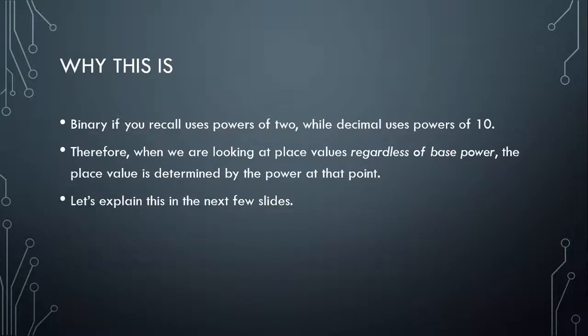Now, why is this? Binary, like I said, uses powers of 2, while decimal uses powers of 10. Therefore, when we are looking at place values, regardless of the base power, whether it's 2, 10, 16, 8, it doesn't matter, the place value is determined by whatever the power is at that point. So the number of place values is going to be the same thing as the power. So with decimal, we're using powers of 10. With binary, we'll be using powers of 2. And I'll explain this a little bit more in the next few slides.